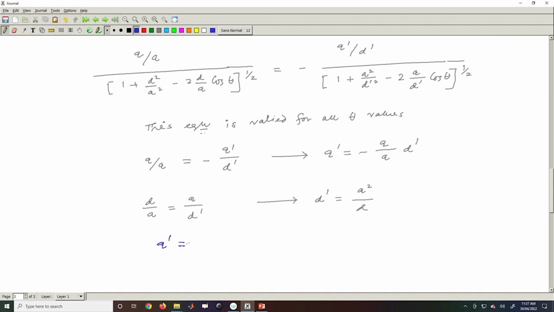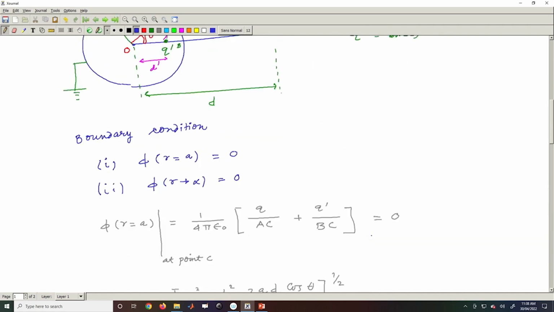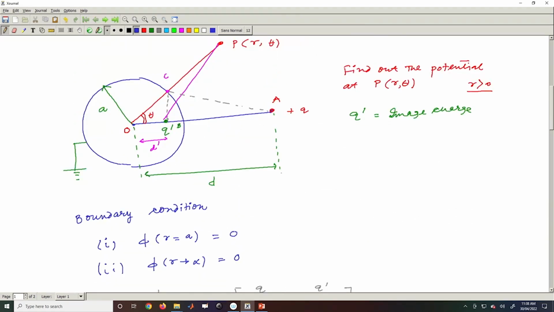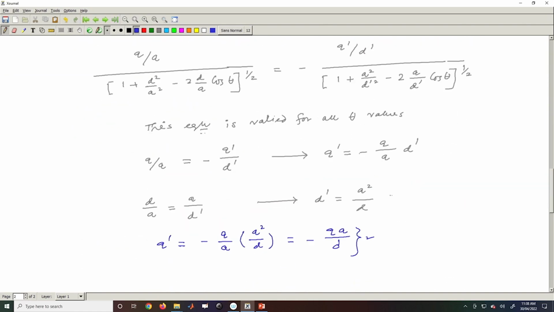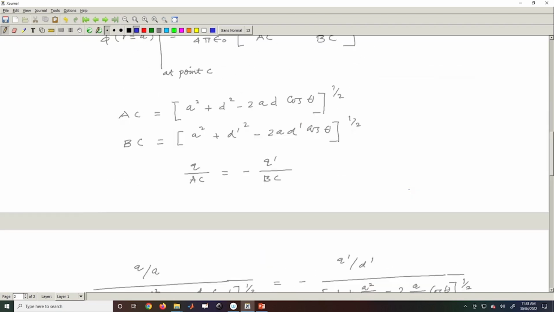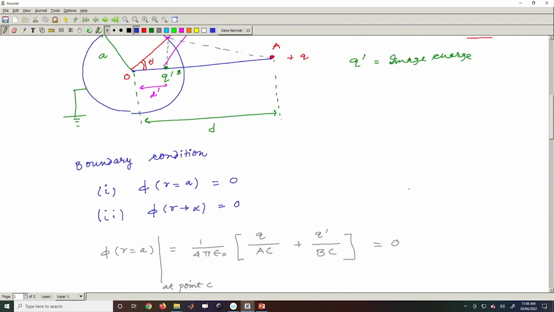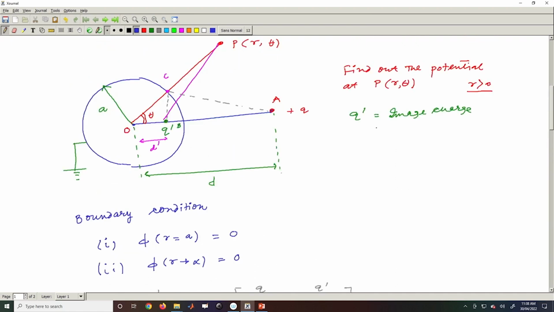So, q prime simply becomes minus q divided by a, and d prime, I calculated, is a square divided by d. So, it is minus of q a divided by d. That means this is the amount of induced charge, or the corresponding image charge, if I put it here at the distance d prime, where d prime is a square divided by d. Then the first boundary condition, that the potential at r equal to a should vanish, is satisfied.